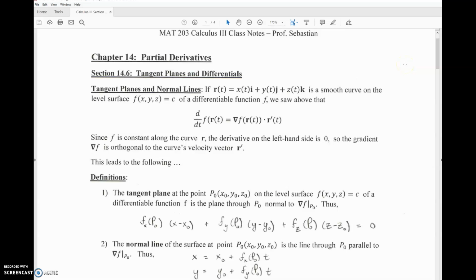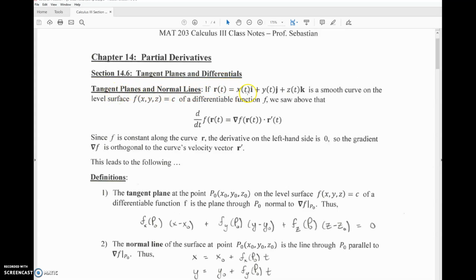We are now moving into section 14.6 on page 62, and we're still in the chapter on partial derivatives. In this section, we're going to be talking about tangent planes and differentials. Okay, so first of all, tangent planes and normal lines.